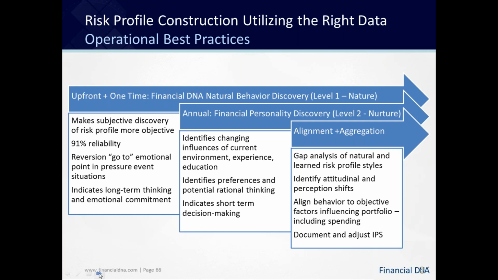So the financial DNA natural behavior discovery is only done once, but annually the financial personality or learned behavior discovery can be done each year to see how the client style is changing in the different circumstances that they're in. This will be more indicative of their short-term thinking, which is really what the learned behavioral situational behavior discovery is all about. What we like to do is a gap analysis between the natural behavior and the learned behavior, between the nature and the nurture, to see where those gaps are and to work with that. In some cases, a large gap is an issue. In other cases, it shows that there's been development, or a positive attitudinal or perception shift.